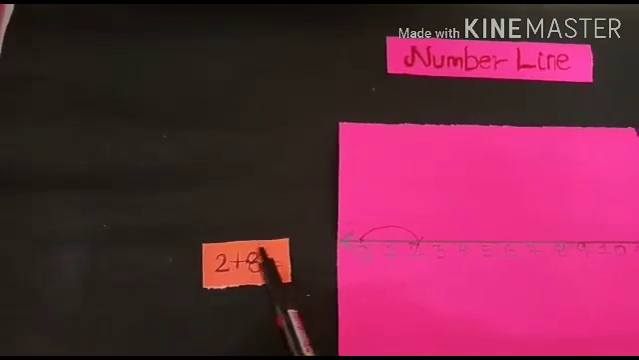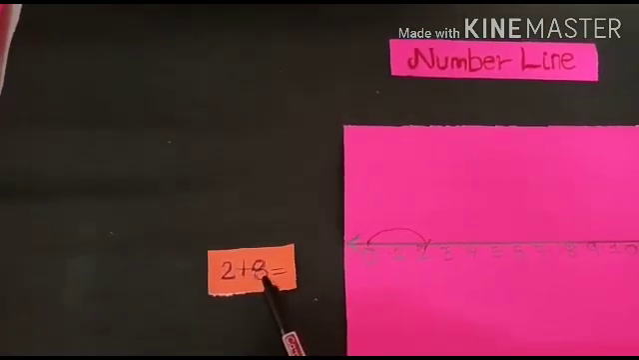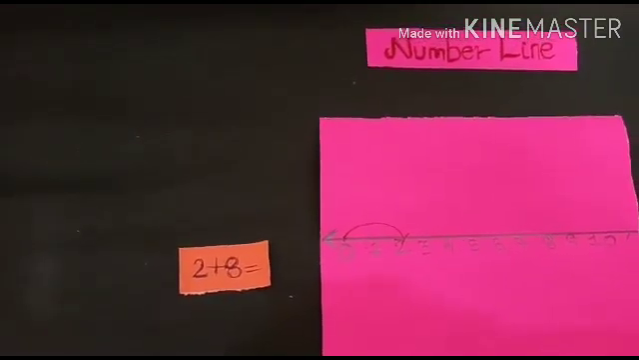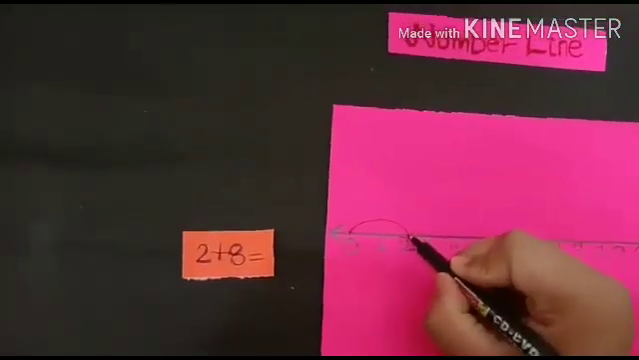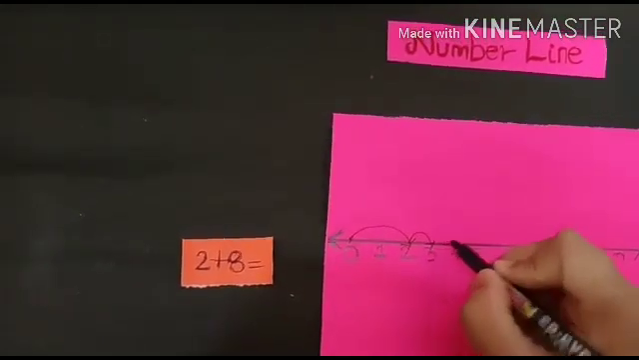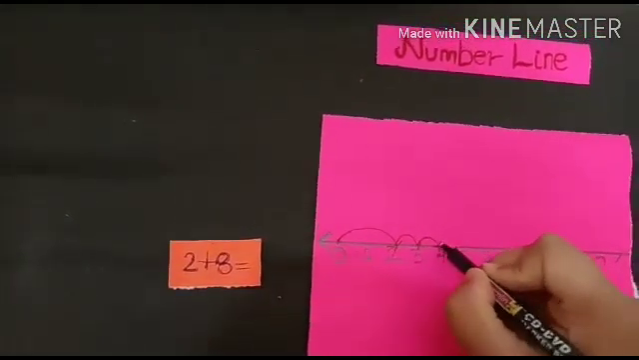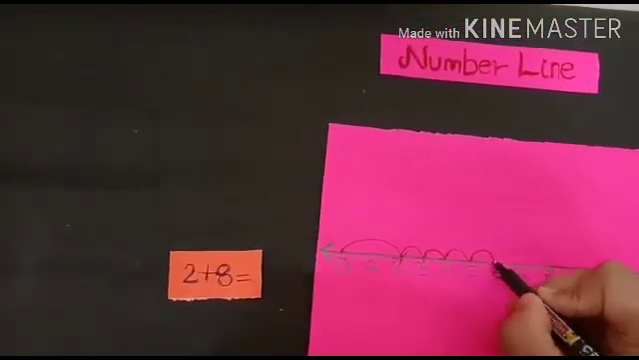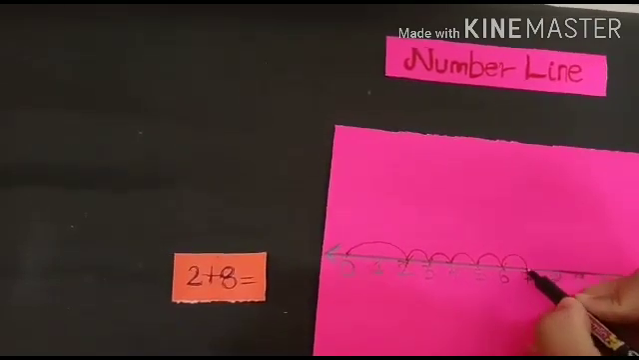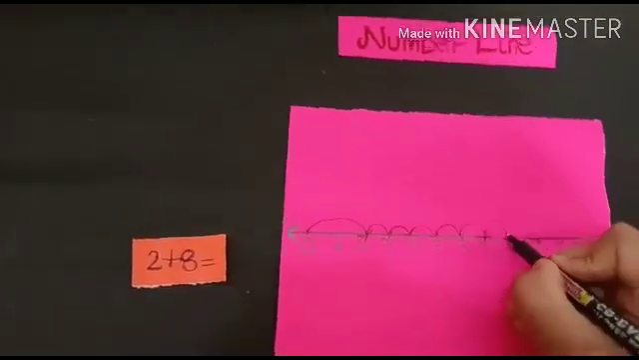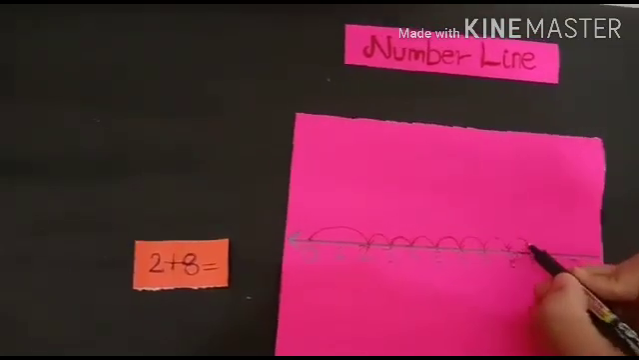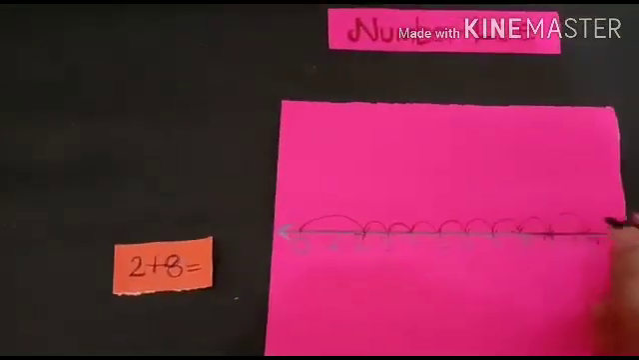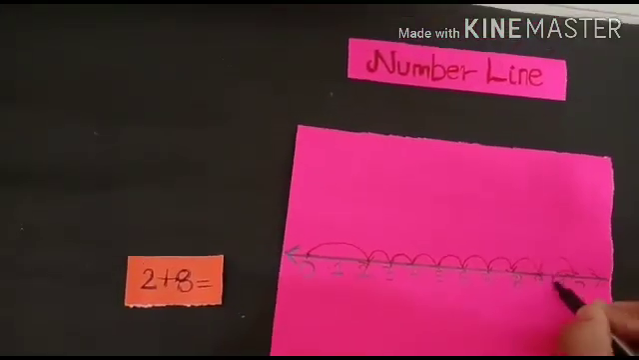Now, how many numbers we have to add? 8 numbers. So we will jump up to 8. So 1, 2, 3, 4, 5, 6, 7, 8. So here I have done the counting up to 8.